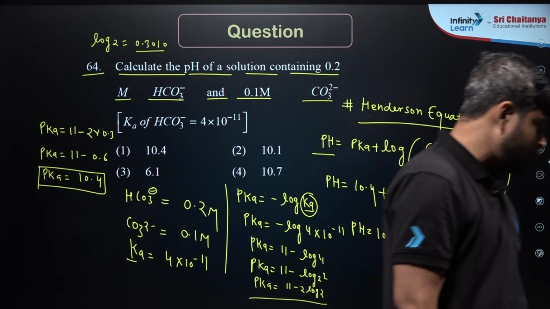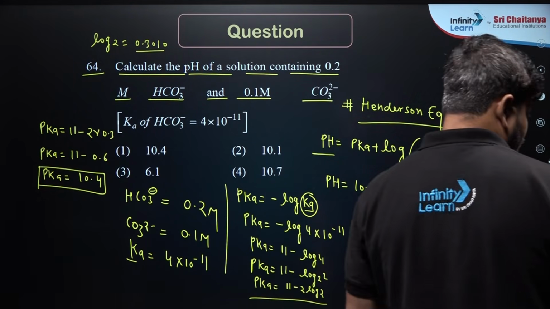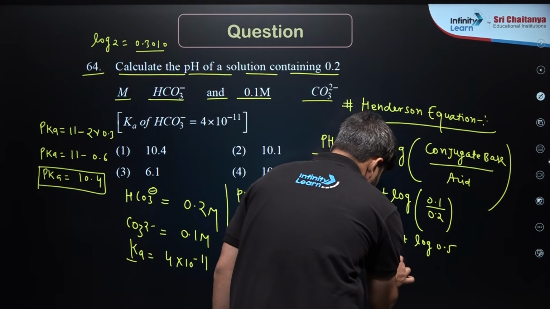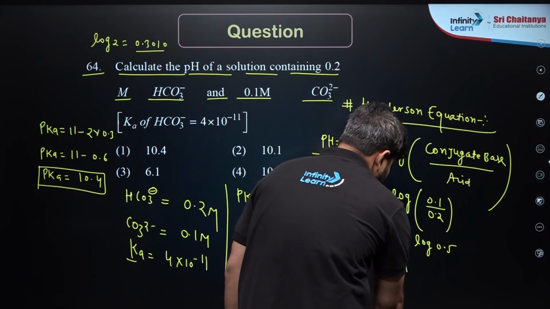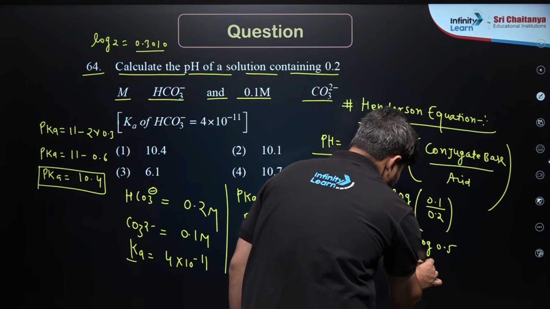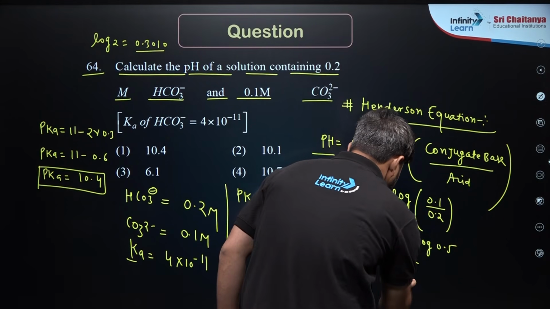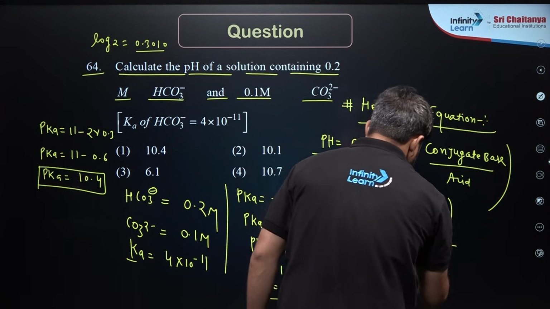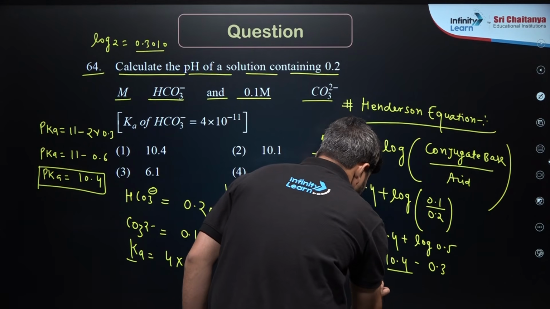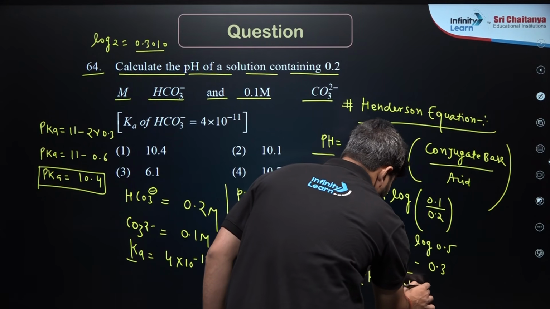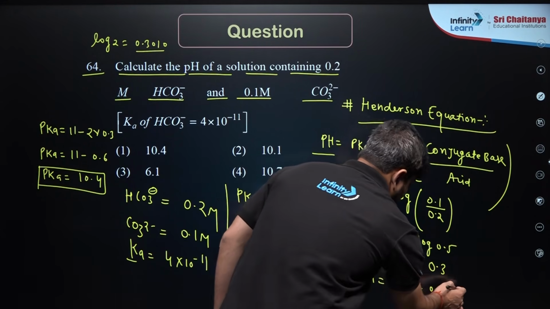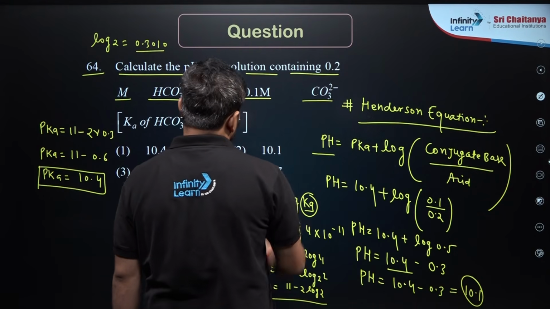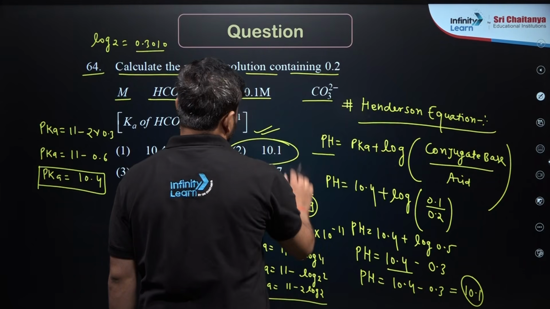Log 0.5 is minus 0.3, so pH equals 10.4 minus 0.3. Solving this, the exact answer comes to 10.1. So the correct answer of this question is the second option.